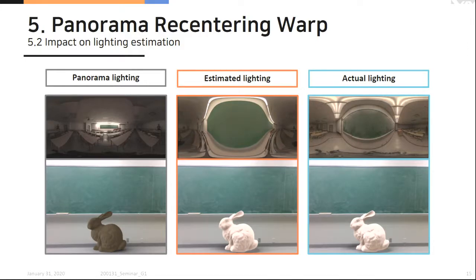I should have made this in a 3D scene. Oh God. Does anybody know IBL, image-based lighting? No. Okay. Okay. Yes.